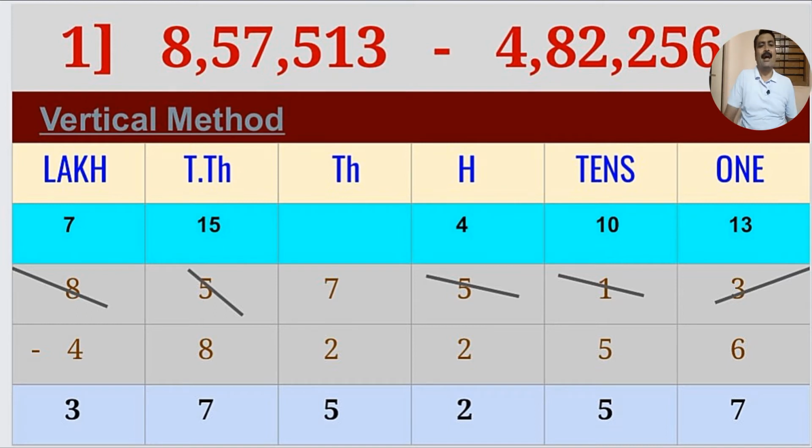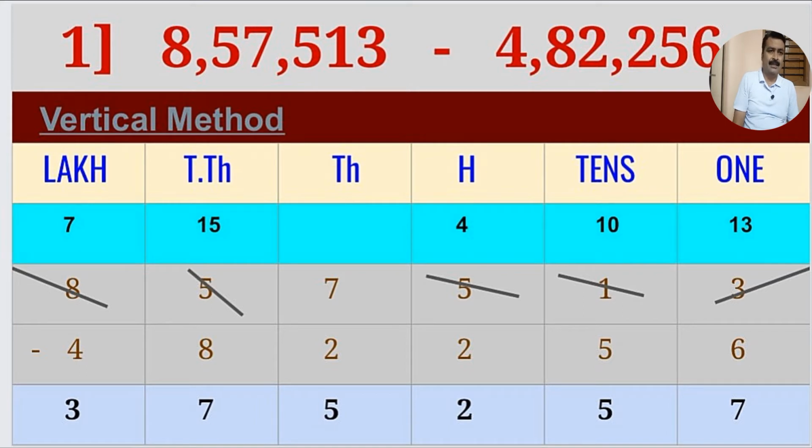Thereafter, at thousands place, let's observe here 7 minus 2. This subtraction we want to continue. So it is again a simple subtraction. So 7 minus 2, we get 5 there. After that, let's move towards the 10,000 place.